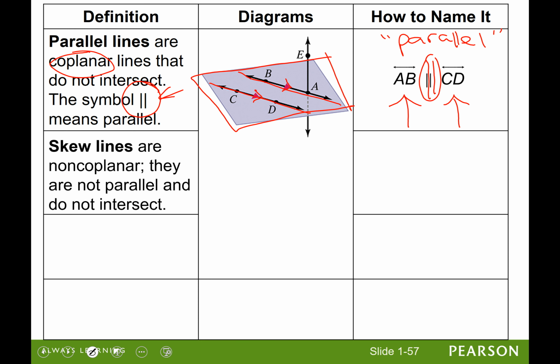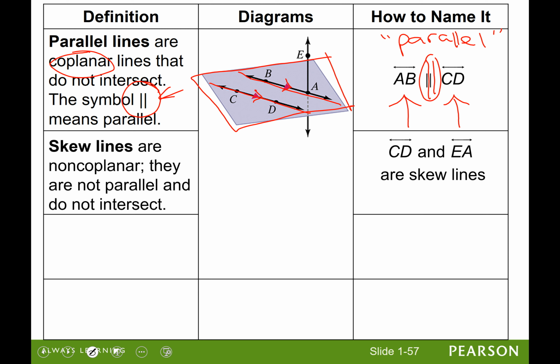Skew lines are non-coplanar. That means they're not in the same plane, okay? If you draw one on the ceiling of your house, the other one would be on the wall of your house. So they're on two different planes. They are not parallel, and they do not intersect.